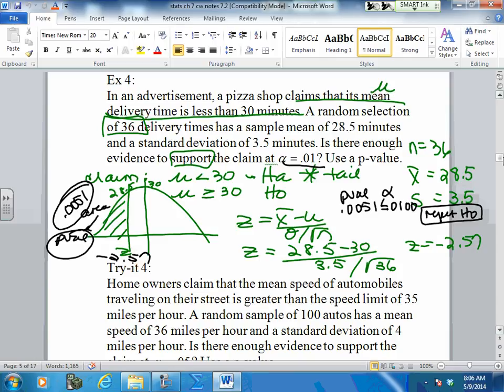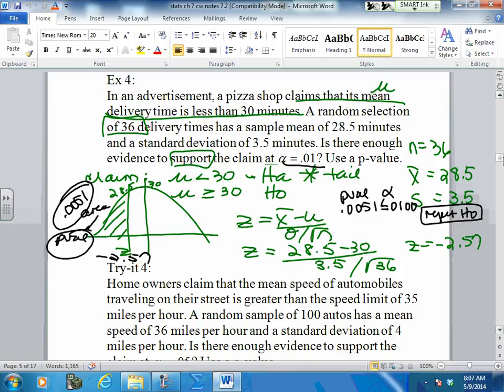The answer is, our final decision is, there is enough evidence to support the claim that the mean delivery time is less than 30 minutes. Your test sample showed that he was right. His mean delivery time is less than 30 minutes. Now, who do you think made this claim?